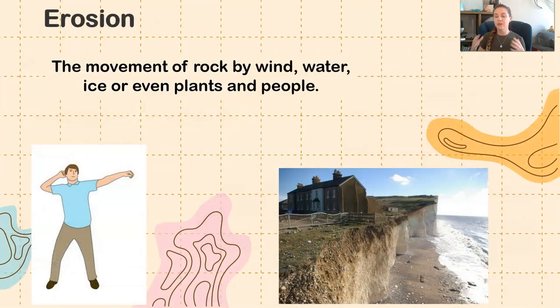Next, we've got erosion. Now, guys, I gave you a warning at the beginning of this video. I teach this in a silly way, so just bear with me, okay? So we've got erosion, and erosion is the movement of rock by wind, water, ice, even plants and people, okay?